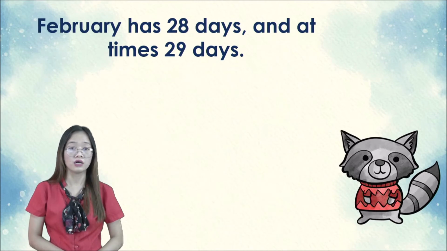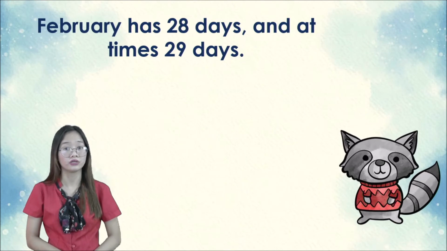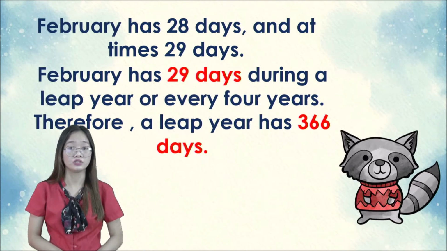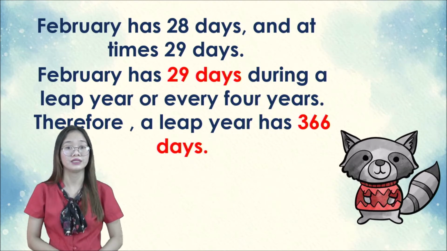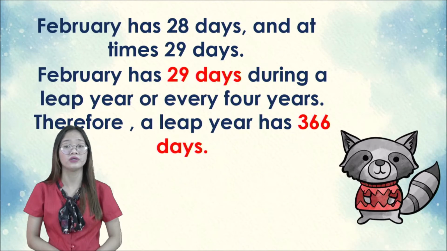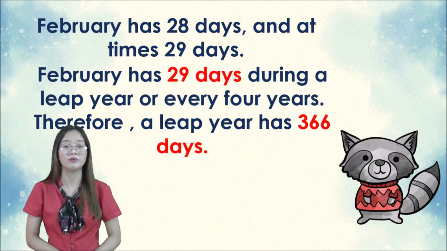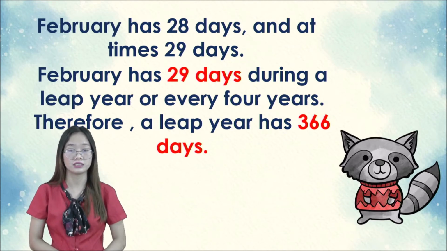Okay, so a while ago, I said this one. February has 28 days during a regular year, and at times, 29 days. When? February has 29 days during a leap year, or every 4 years. During leap year, February has 29 days. Remember that one. But during a regular year, we have 28 days for February. Therefore, class, a leap year has 366 days. How many? 366 days. Okay?